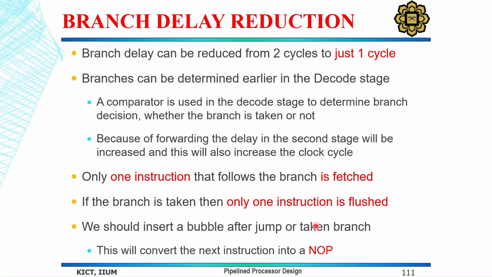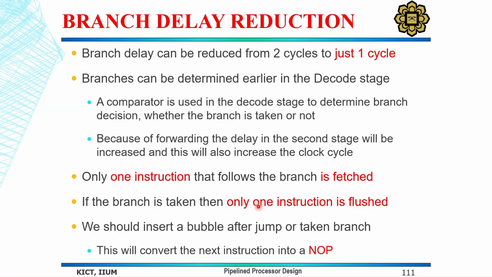Branch delay can be reduced from two cycles to just one cycle. So branches can be determined earlier in the decode stage. A comparator is used in the decode stage to determine the branch decision, whether the branch is taken or not. Because of forwarding, the delay in the second stage will be increased, and this will also increase the clock cycle. So only one instruction that follows the branch is fetched. If the branch is taken, only one instruction is flushed.